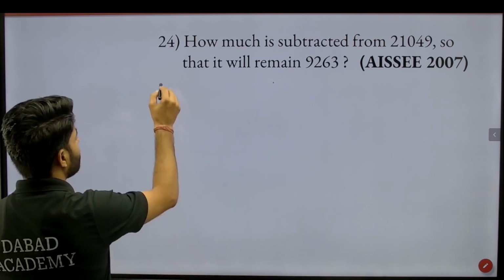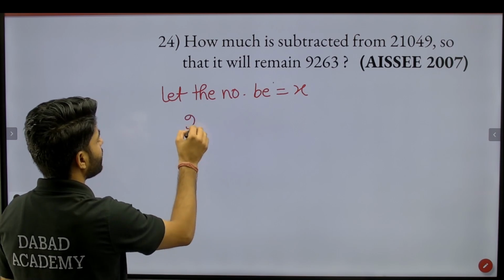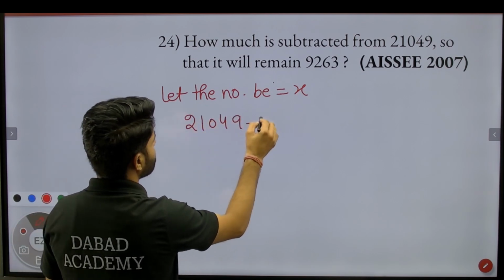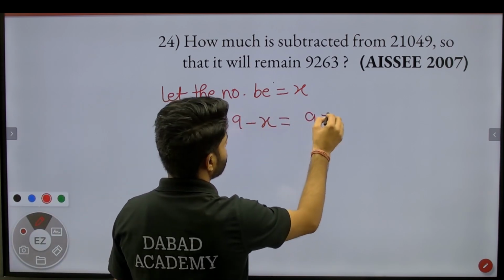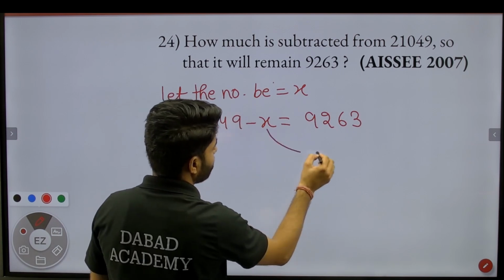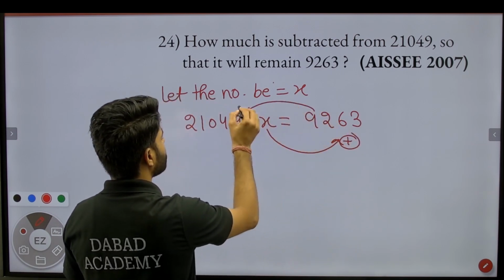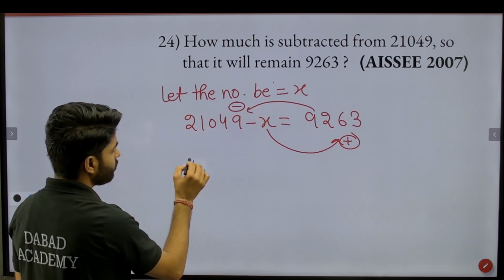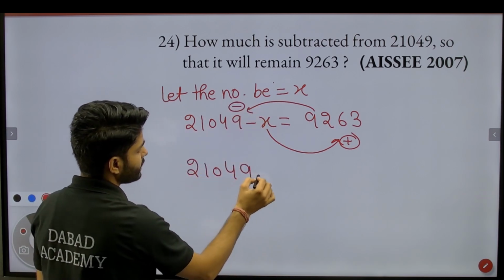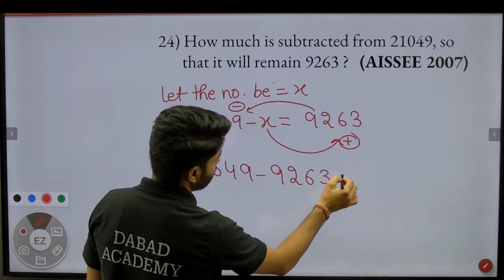So we let the number be x. So हम subtract करेंगे 21,049 में से x को. So the answer will be 9263. Here x is negative. When we take it on the other side, it will be positive. This number is positive. When we take it on the other side, it will be negative. That is equal to 21049 minus 9263, that is equal to x.